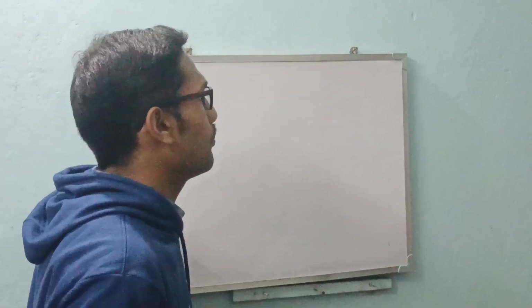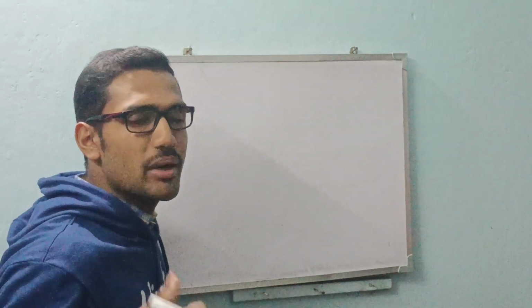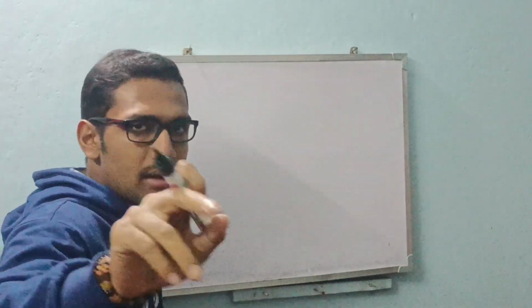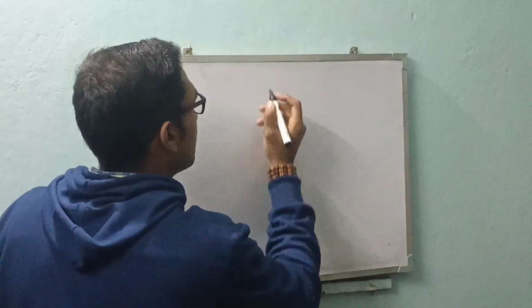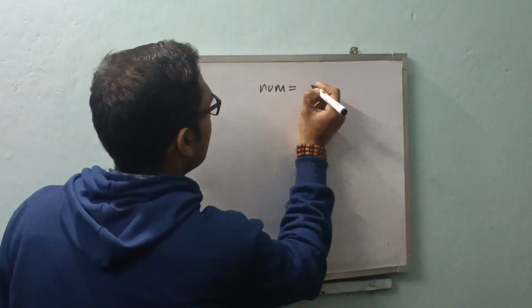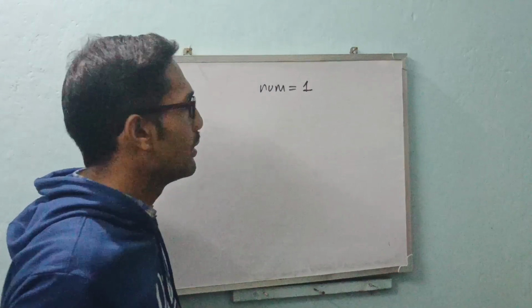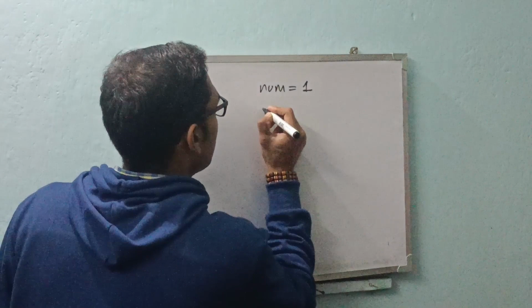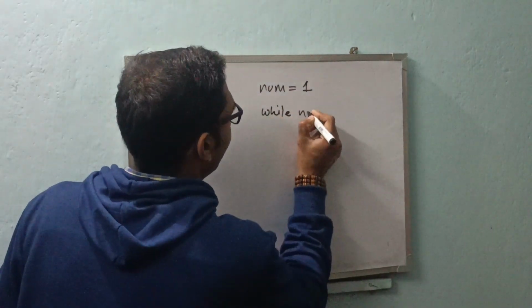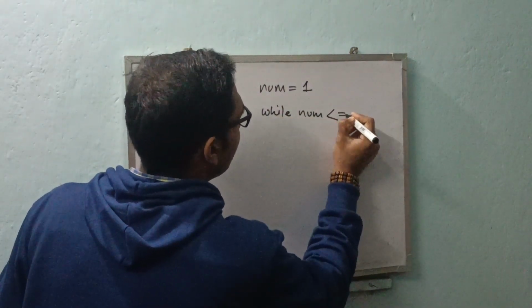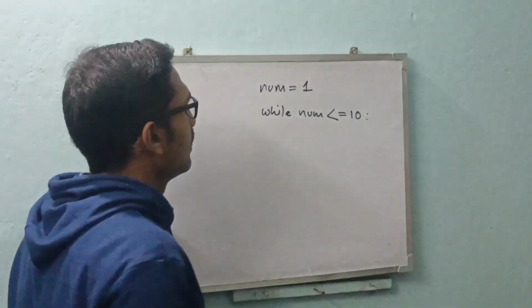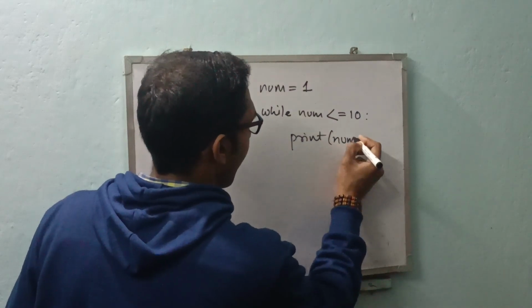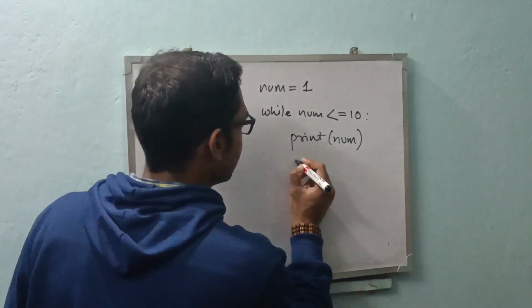So for that, what I am going to do is print numbers from 1 to 10. So from 1, let me use a variable num and initialize it with 1. Then this will run up to 10, so let me write the condition: while num is less than or equal to 10. Then let's print the value of num, and let me increase the value of num by 1.